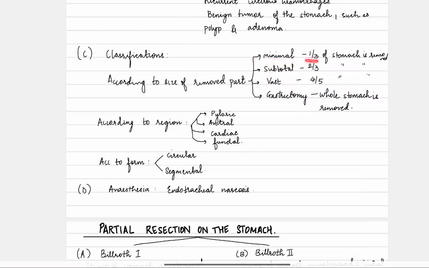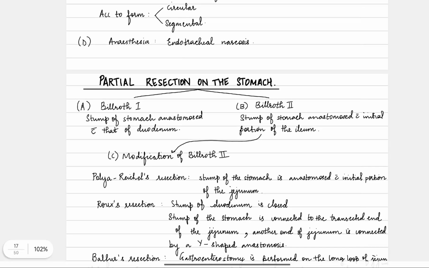Classifications are according to the size of the removed part. Minimal, where 1/3 of the stomach is removed. Subtotal, 2/3 of the stomach. Vast, 4/5, and gastrectomy, where the whole stomach is removed. According to the region, it is pyloric, antral, cardiac, and fundal. According to the form, it is circular and segmental. Anesthesia is given by endotracheal narcosis.